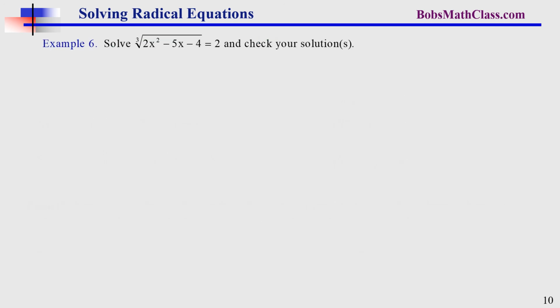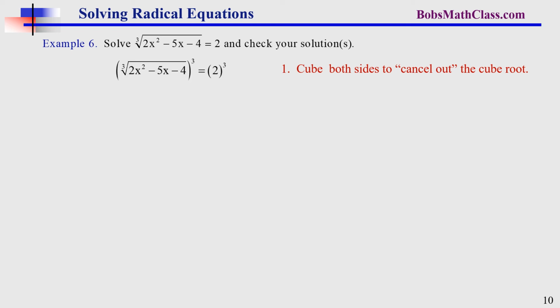Okay, here's our last example, just about done. This one has a cube root. It's already isolated, so we don't have to isolate it. What are we going to do? Yes, we're going to cube both sides to cancel out the cube root. So on the left-hand side, the cube cancels out the cube root, and we're only left with the radicand, the number inside the radical. On the right-hand side, we have to raise 2 to the third power, which is 8. Not too bad.